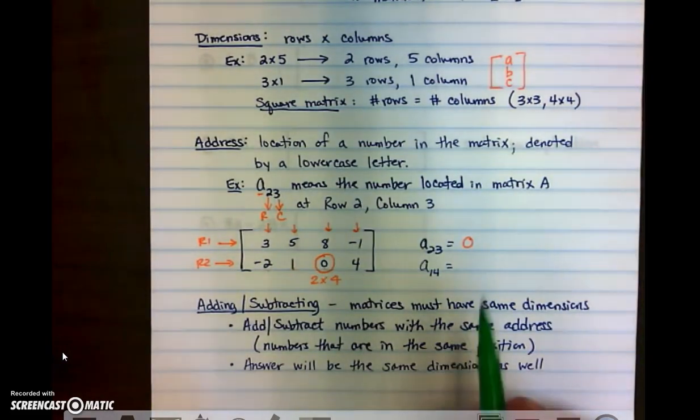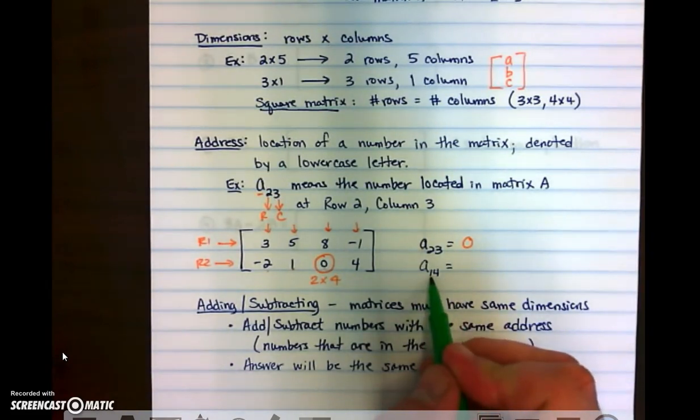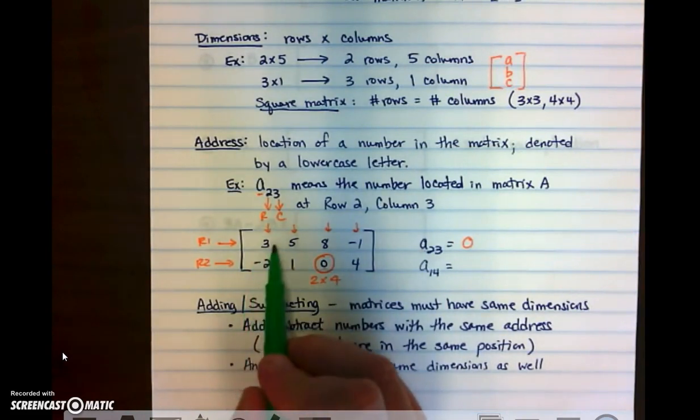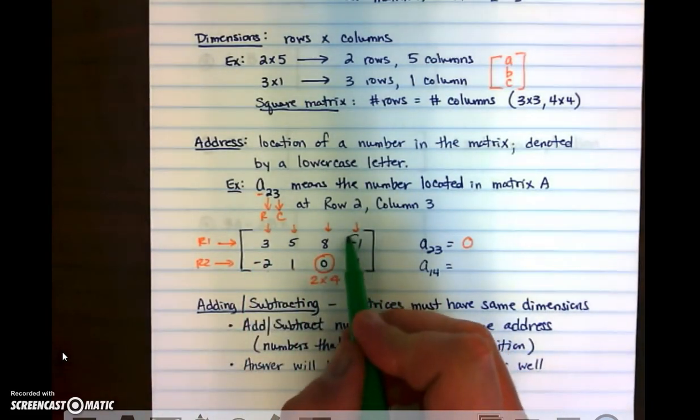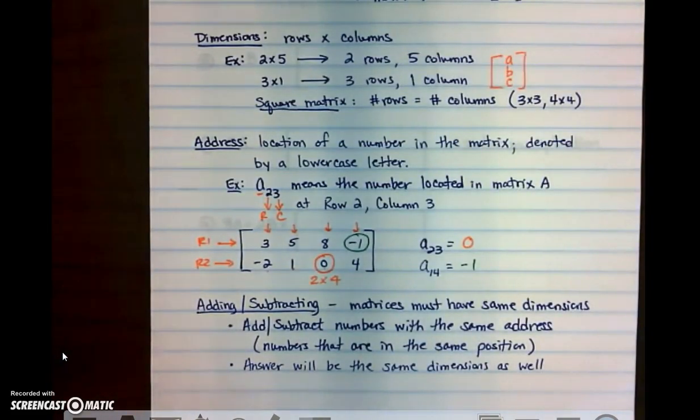Let's just do another one here just to shore it up. If I wanted A14, this would mean row 1, so I'd go to row 1, and then the 4 would tell me the 4th column. So this would be row 1, column 4. That would be -1. Okay? So it's just a little info about matrices there, just to give you some background. I don't know if you've had any stuff on matrices, but that gives you an idea.